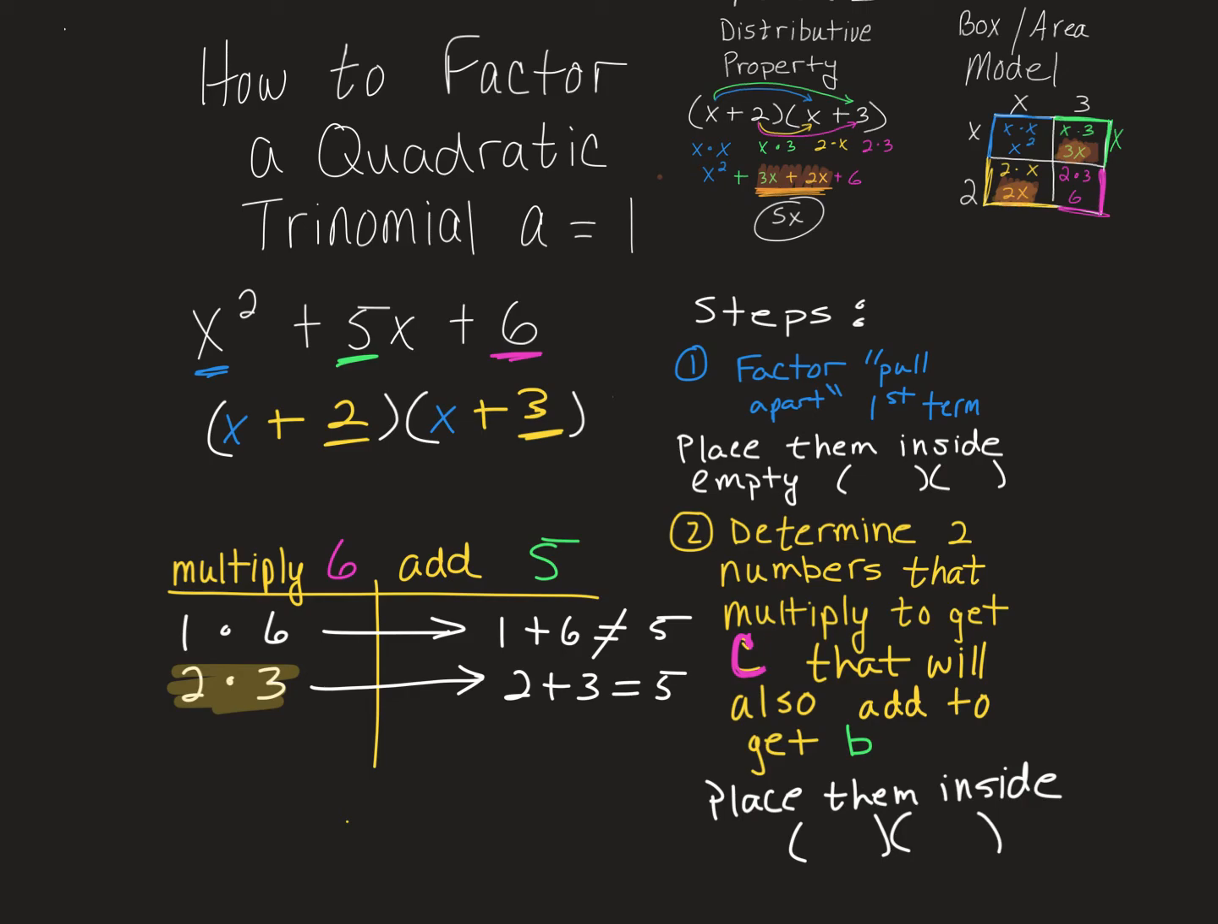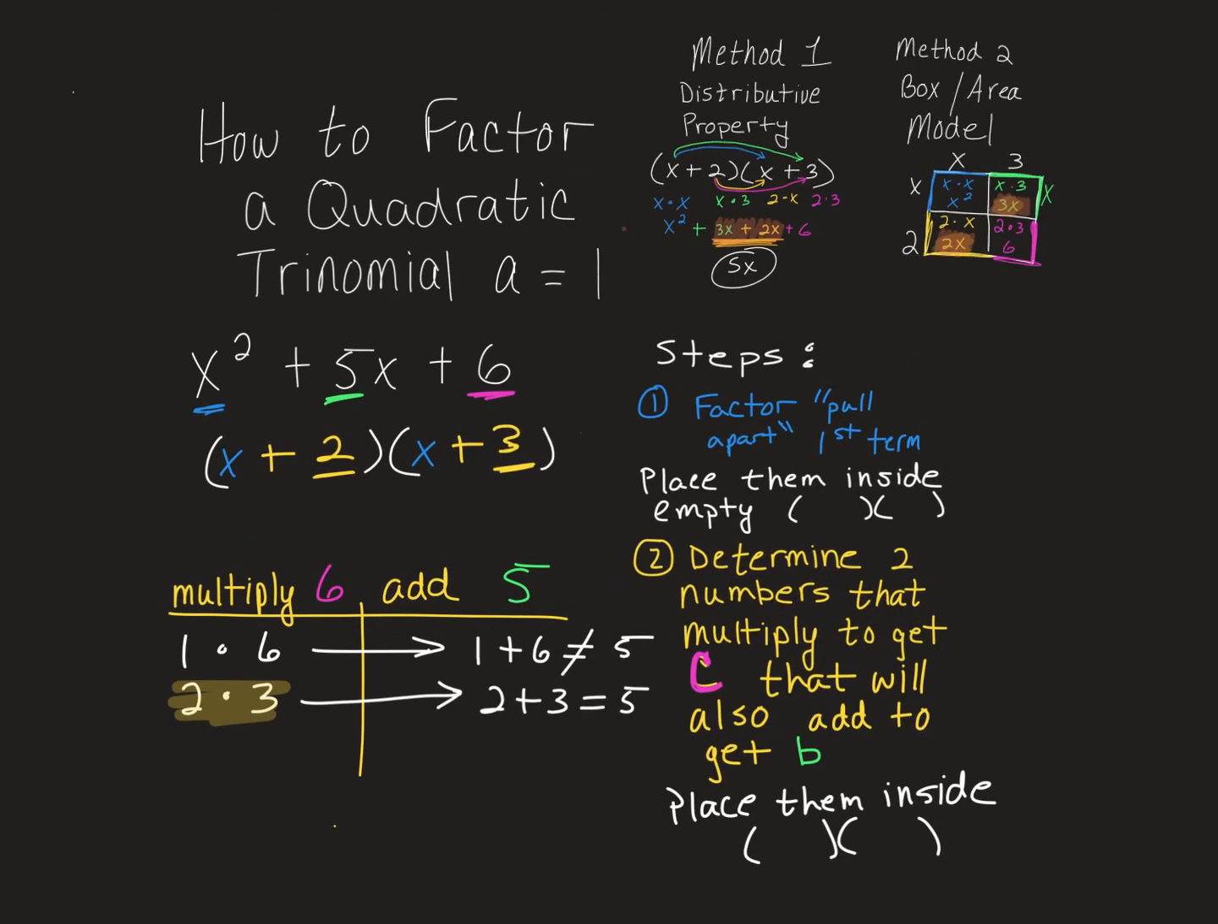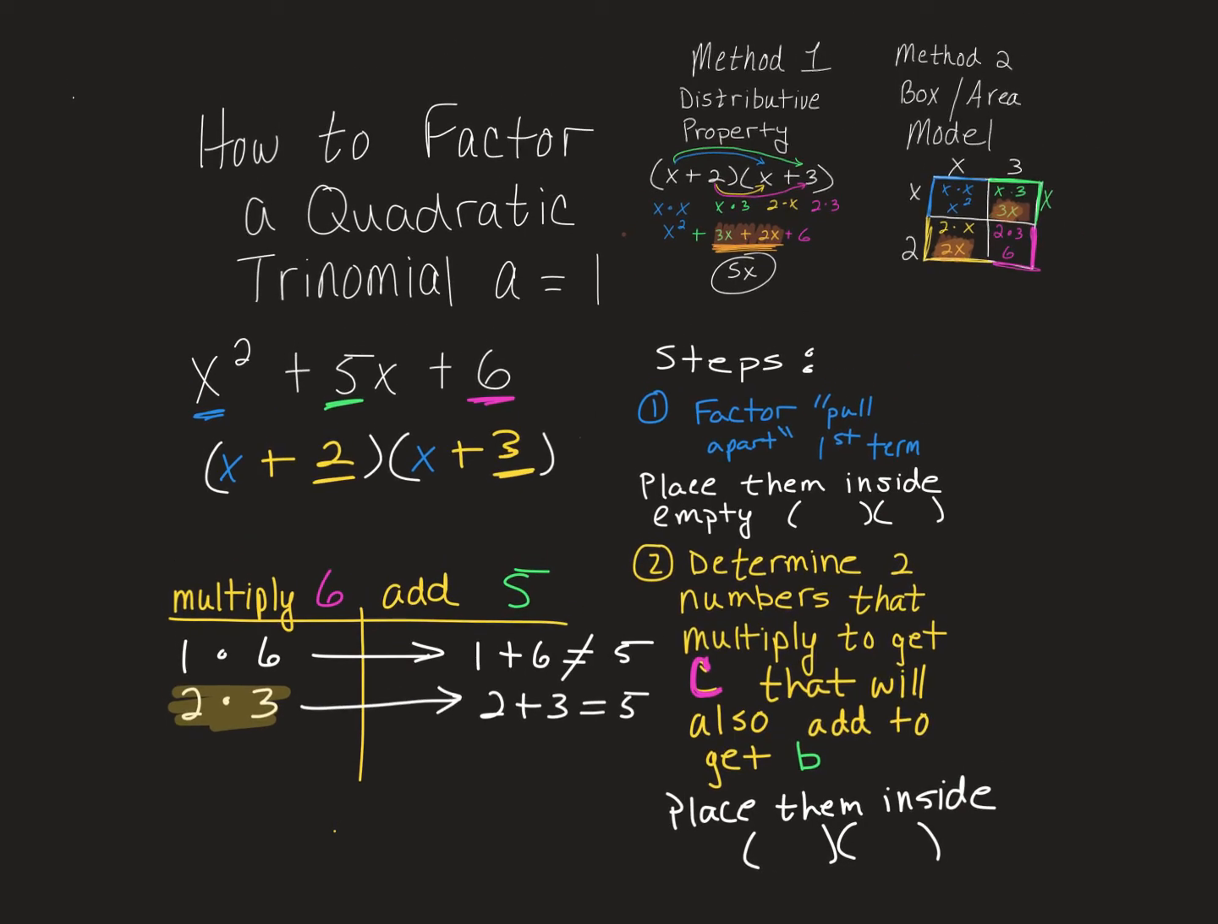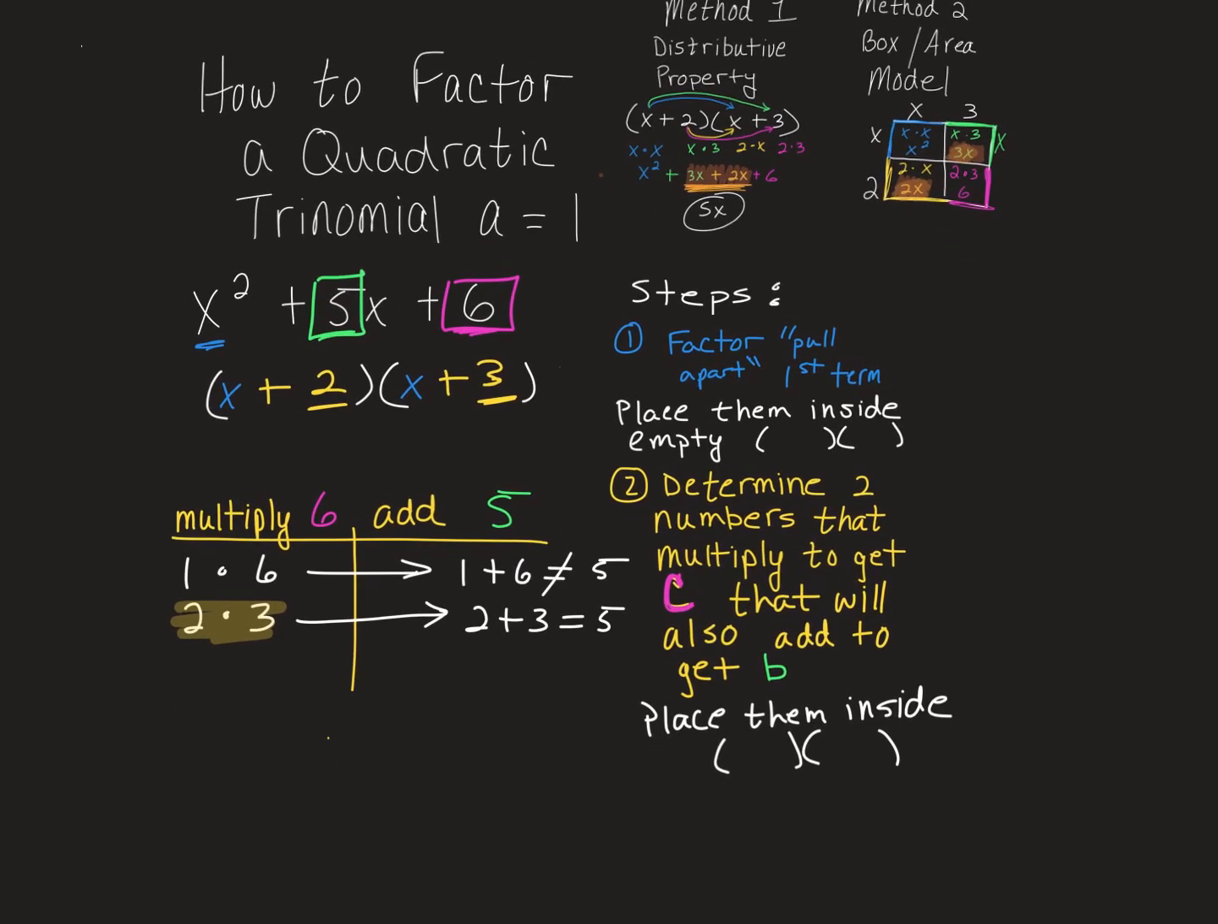So step 1, we're going to factor. We're going to pull apart that first term. Step 2, we're going to figure out what were the two numbers that we had to multiply together to get C, that we had to add together to get B, and those two numbers, once you find them, are what goes inside of those parentheses. So the final answer is just x plus 2 and x plus 3, which of course we already knew.